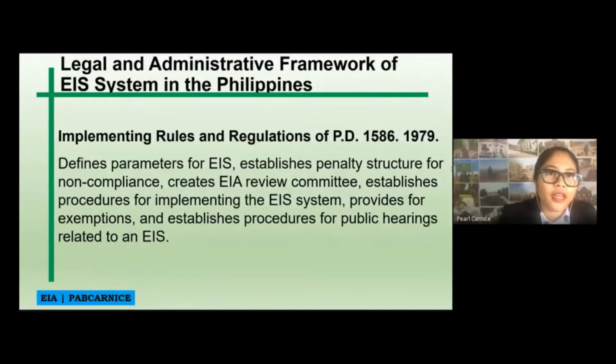And after that, there were implementing rules and regulations of PD 1586, which date back to 1979, which define parameters for EIS, establish a penalty structure for non-compliance, and create an EIA review committee, establish procedures for implementing the EIS system, provide for exemptions, and establish procedures for public hearings related to the EIS system.